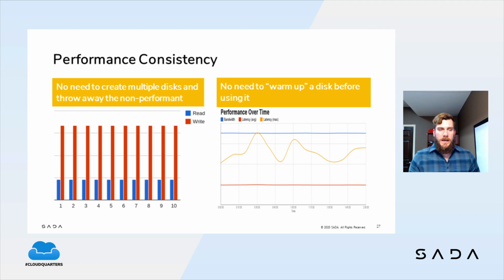So there's no need to create multiple disks and have these span across, or spin up multiple disks and see which one's the fastest. Again, we're aiming for that consistency across the board. So regardless of where your data lands, you can rest assured that you're going to see similar characteristics across the board. There's also no need to warm up a disk before using it. These are all ready to go with consistent latency and bandwidth experiences.